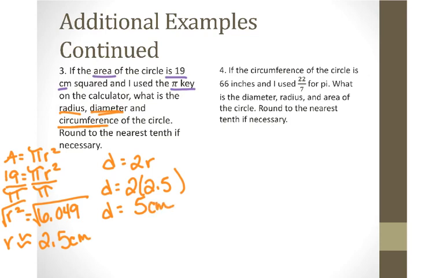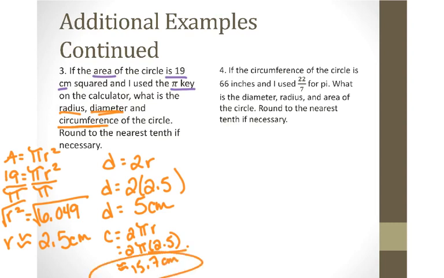Now, solving for circumference. You have both the radius and the diameter, so you can pick whatever formula you want to use. You're still going to use the pi key, though. So I'm just going to say circumference is equal to 2 pi r. So that means I have 2 times pi times 2.5. And then when I simplify and plug this into my calculator, I'm going to get 15.7 centimeters. Okay, so I just solved for the 3 parts using all of the information I know. So it's just putting everything into one.